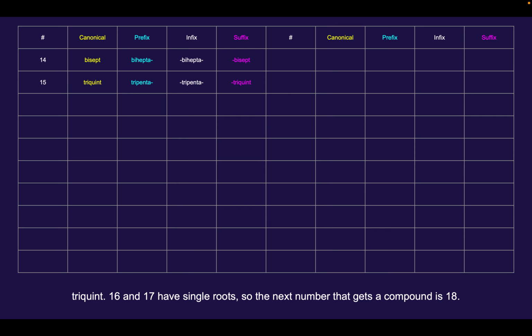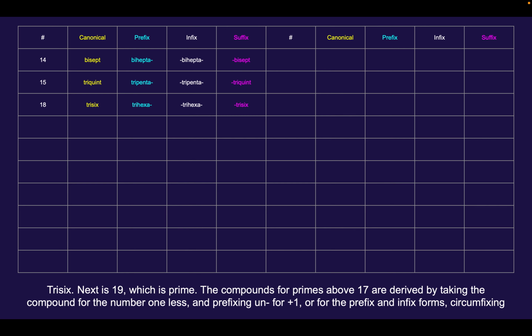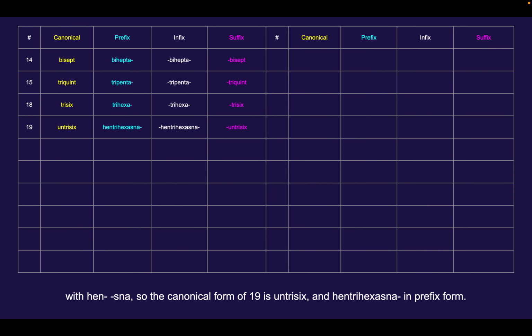16 and 17 have single roots, so the next number that gets a compound is 18. Numbers are denoted with the two factors that are closest together. In the case of 18, that's 3 times 6, so it's trihex. Next is 19, which is prime. The compounds for primes above 17 are derived by taking the compound for the number 1 less, and prefixing un for +1, or for the prefix and infix forms, circumfixing with hen, sna. So the canonical form of 19 is un trihex, and hen trihexasna in prefix form.